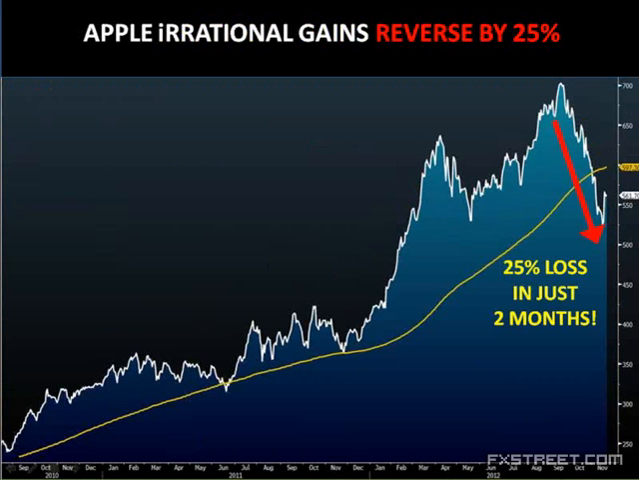Now, another reason we are seeing a big sell-off on the S&P 500 is mega cap stocks such as Apple. I know the Apple iPad mini has come out, and the iPad version 2 and the iPhone 5, and all of these wonderful toys have recently come out. And I'm a big Apple fan, by the way, so 100% respect to Apple. But from a stock perspective, Apple has had irrational gains over the last few years, and that very recently reversed by 25% in just 2 months.